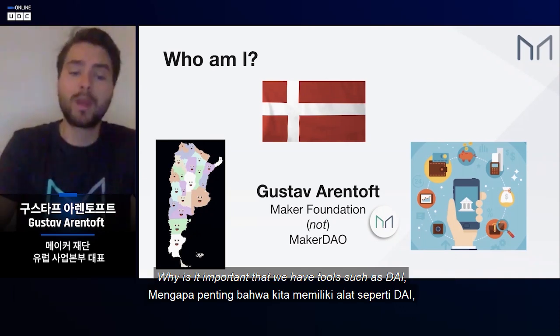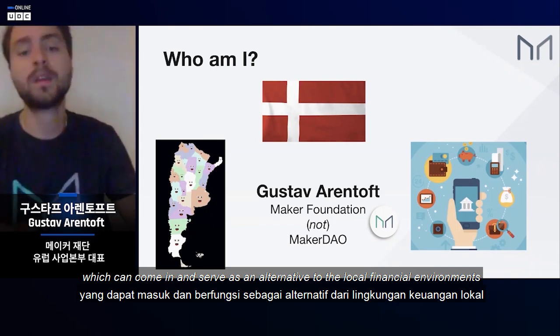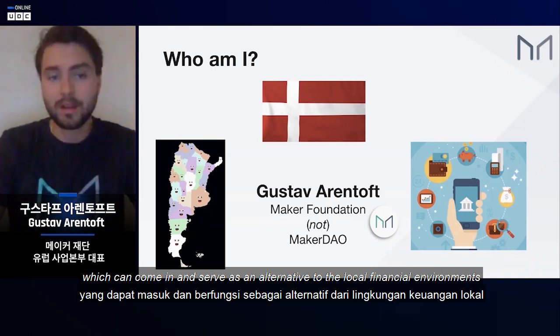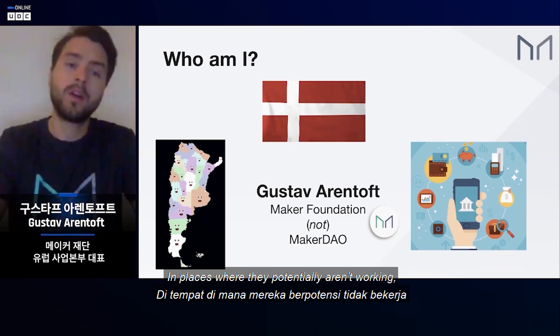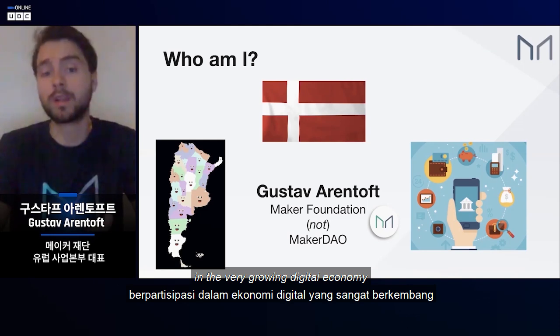Why is it important that we have tools such as DAI, which can come in and serve as an alternative to the local financial environments in places where they potentially aren't working, or just as an onboarding tool for anyone who wants to participate in the very growing digital economy.